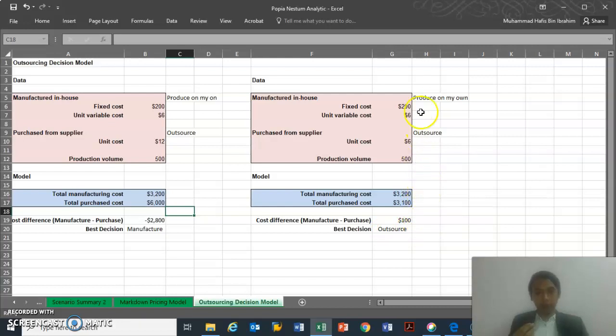But for me to get 6 ringgit per unit of my product is difficult because normally suppliers will sell it around 8 ringgit to 12 ringgit. So it is impossible for me to get 6 ringgit. So the best is I choose to produce on my own, which is this one.